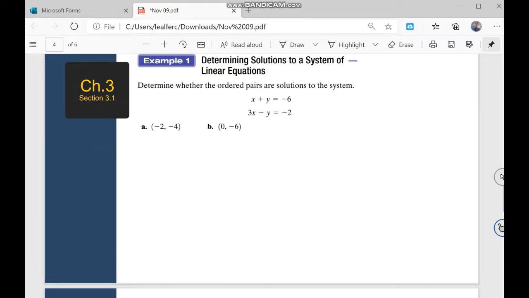So let's work on one example here that might be easier to understand. Determine whether the ordered pairs are solutions to the system. And the system is this. We have equation number 1, x plus y equals -6. And equation number 2, 3x minus y equals -2. And both equations make the system. They are the system of equations.